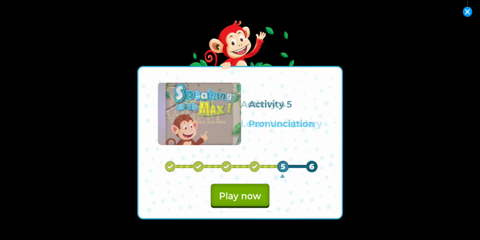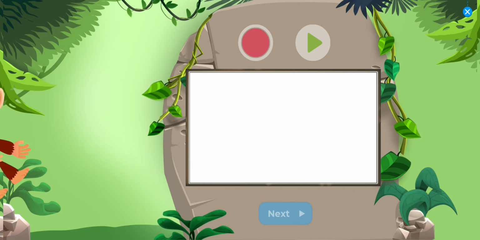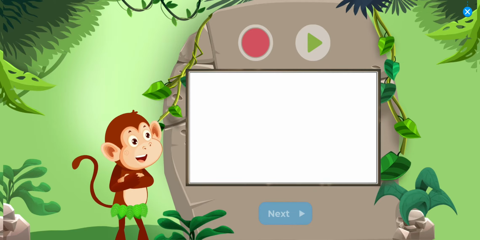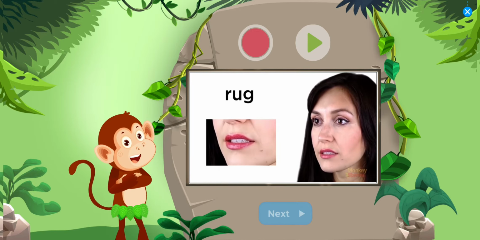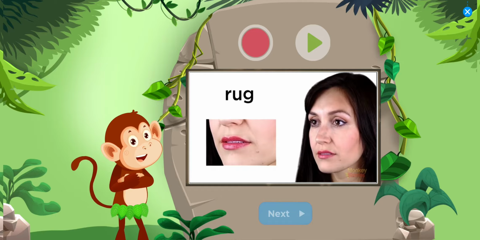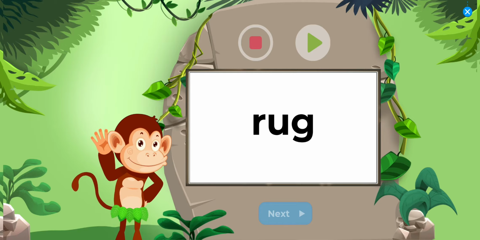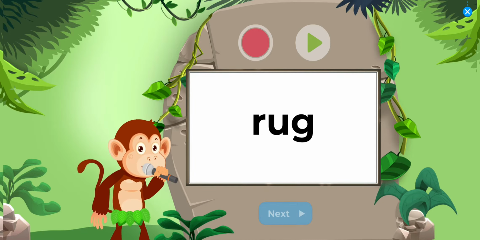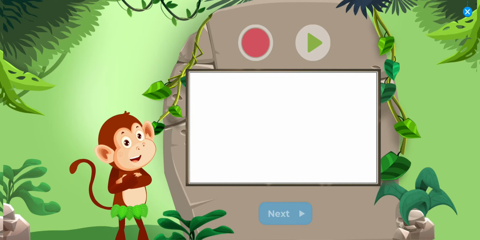Activity 5. Pronunciation. Speaking with Max. Hi, kids. Let's learn to pronounce some words. This time the word is rug. Rug. Let's speak the word clearly. Tap the red button. Tap the green button. Rug.